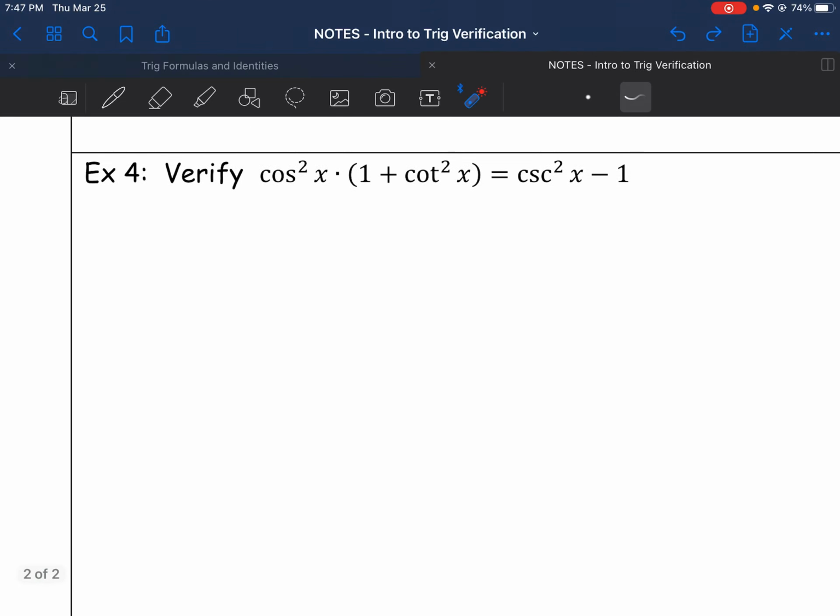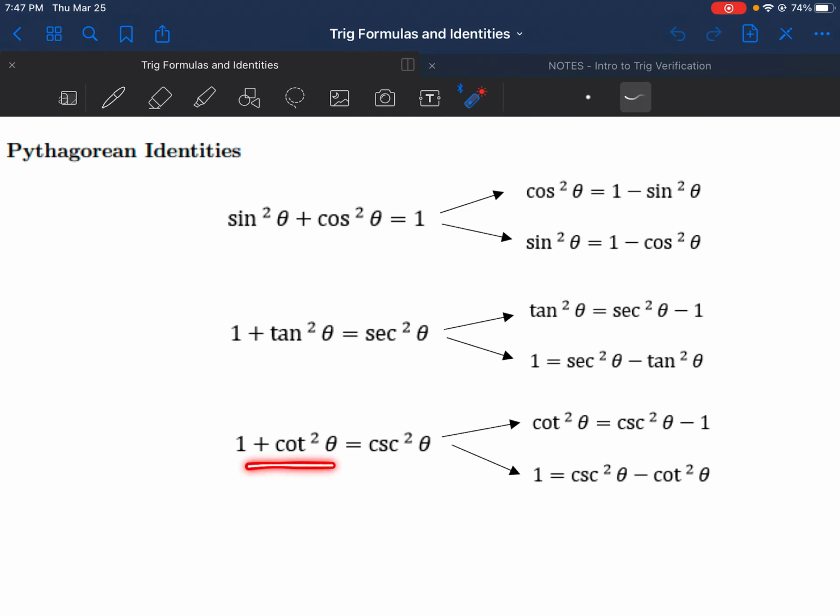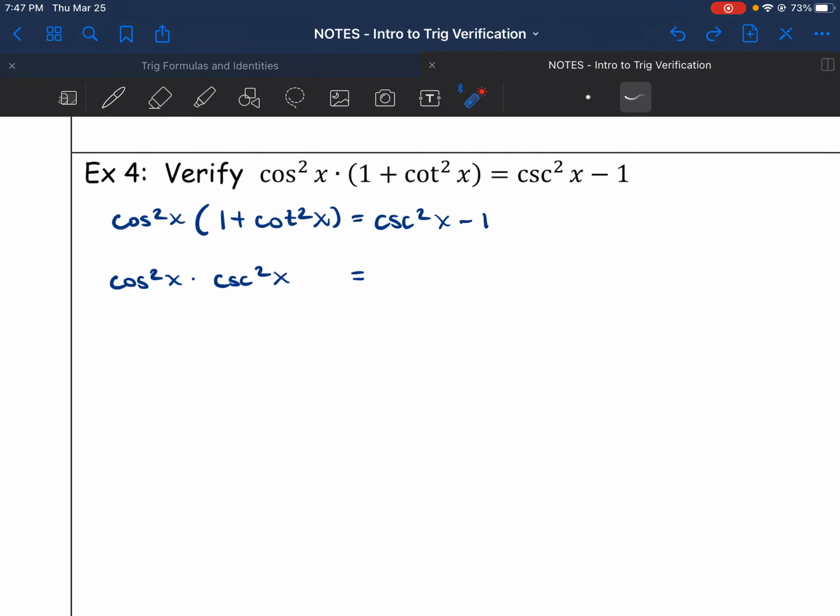All right, in our last example here in the notes, we're going to try to verify that cosine squared of x times 1 plus cotangent squared of x equals cosecant squared of x minus 1. So I'm going to be looking on this side. I'm going to transform it, mess around with it until it equals this side. So there's me rewriting the problem. Notice 1 plus cotangent squared. Well, if we look at our formulas, 1 plus cotangent squared is equal to cosecant squared. So I keep my cosine squared of x right here. I change 1 plus cotangent squared of x to cosecant squared of x with one of those Pythagorean identities.